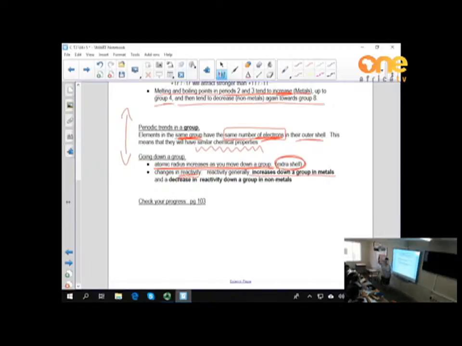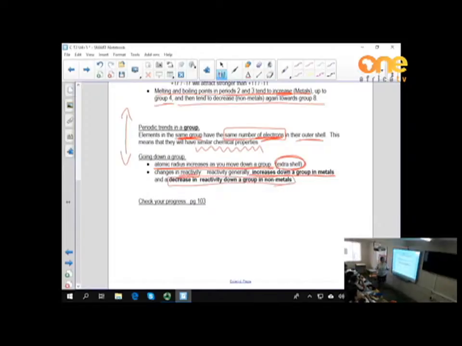Reactivity increases as we go down a group for metals. But the non-metals are the exact opposite. Their reactivity tends to decrease as we go down a group. All right, so metals tend to increase and non-metals tend to decrease in reactivity.